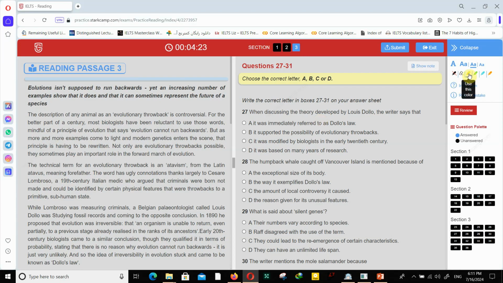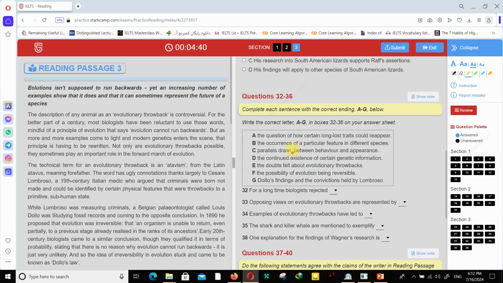So here we have Question 27. When discussing the theory developed by Louis Dollo, so probably this is the most important keyword here. The writer says that. Just focus on Louis Dollo.